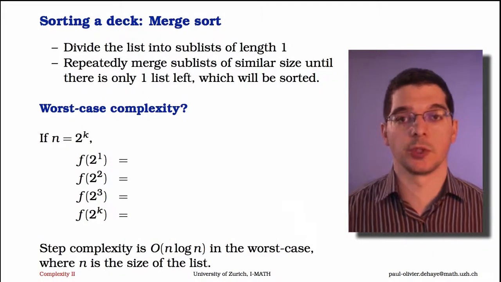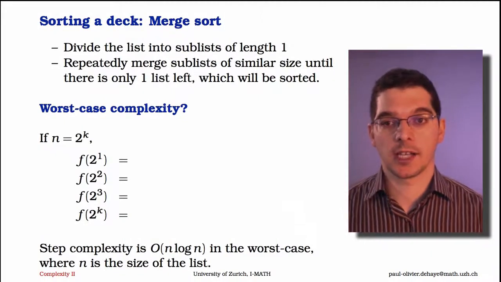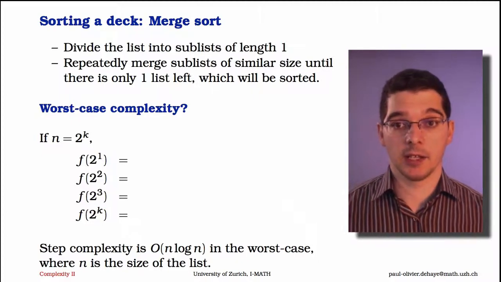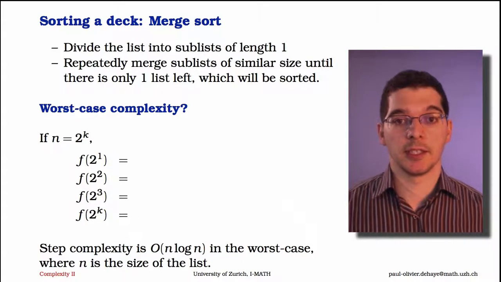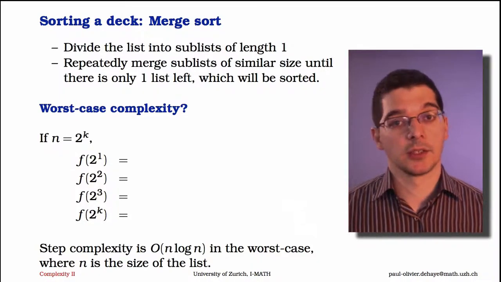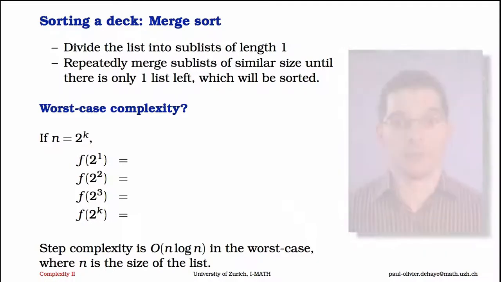Now we go for merge sort. So merge sort is slightly better. What it will do is it will divide the list into sublists of length 1, and repeatedly merge the sublists of similar size until there is only one left, which will be sorted. So, time for another Wikipedia example.